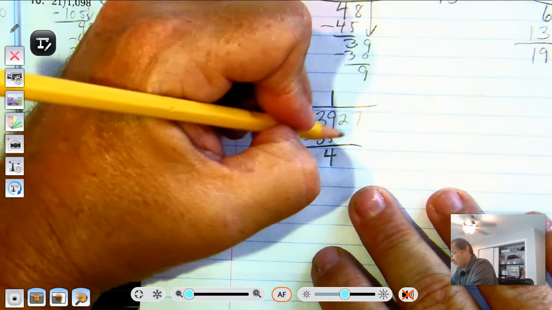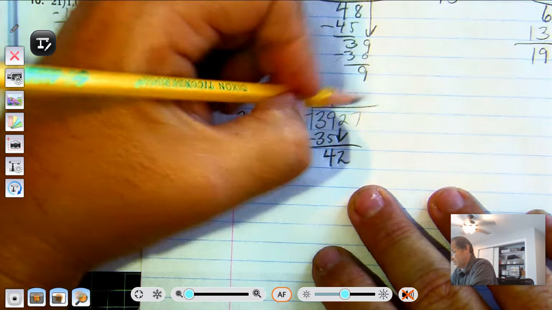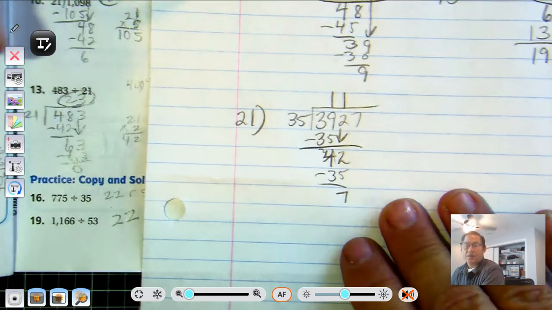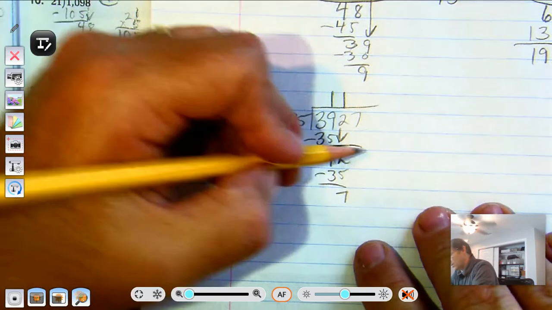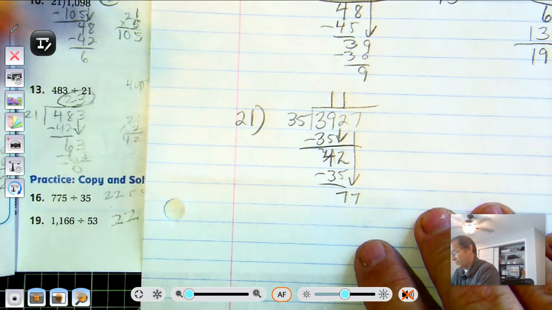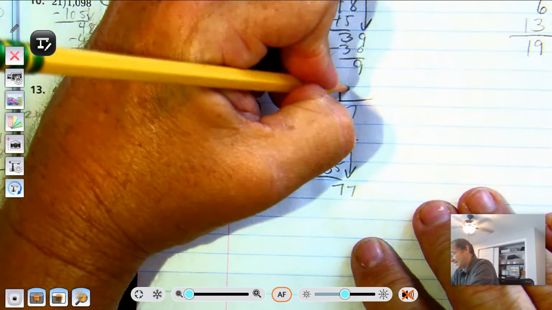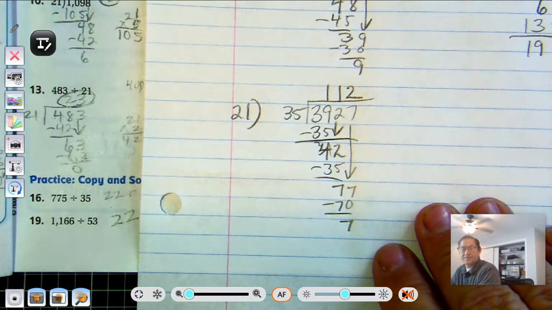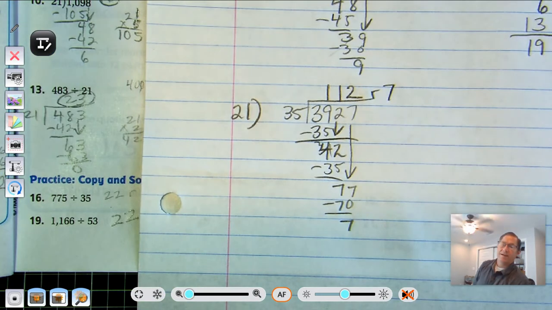Exchange that for 40 tens and bring down the 2 tens. Well, that's going to be 1 again. Subtract that, we have 7 tens. Trade those 7 tens for 70 ones and bring down the 7 ones. I know that if I double 35, that's 70. So 35 times 2 is 70 with a remainder of 7. All right, so right now we're saying our answer is 112 with a remainder of 7.